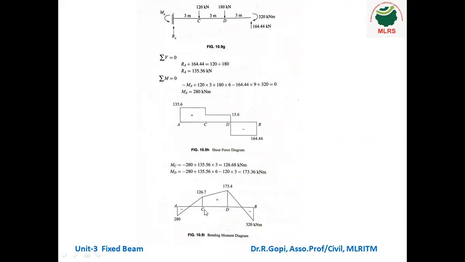So therefore, bending moment at C point is 126.7. Bending moment at D point 173.4. So from this you can draw the bending moment diagram. That's all. So this MA and MB are the negative bending moment, and this 126.68 and 173.6. That means bending moment at C point and D point are the positive moment.